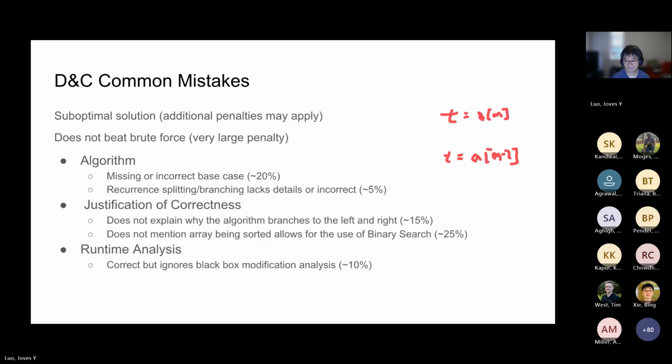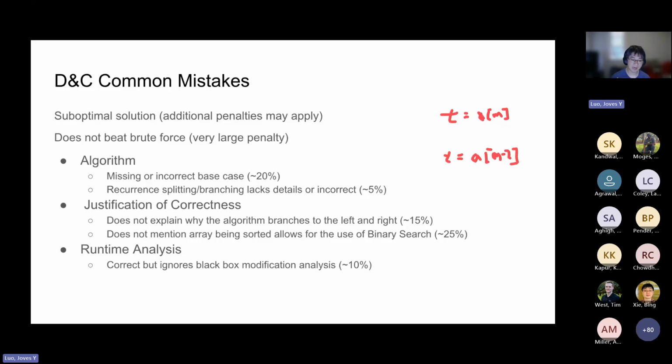Yes. Okay. I don't know if I missed this, but in the justification of correctness, it says does not mention array being sorted allows for the use of binary search. So if we have a problem that says the input is a sorted array, we still need to state that we're using the binary search algorithm because the array is sorted? Absolutely. If you have a problem that says given a sorted array, and you go, oh, I want to use binary search, but I want to modify my binary search, why did you pick binary search to begin with? That's important for you to tell us. You use binary search to begin with because the array given to you was sorted.